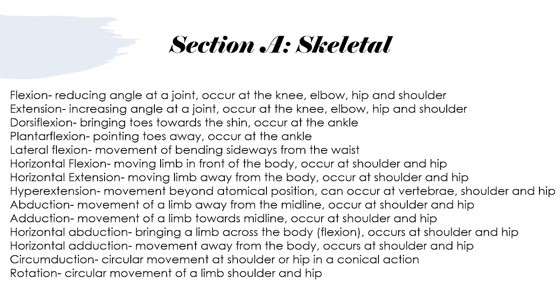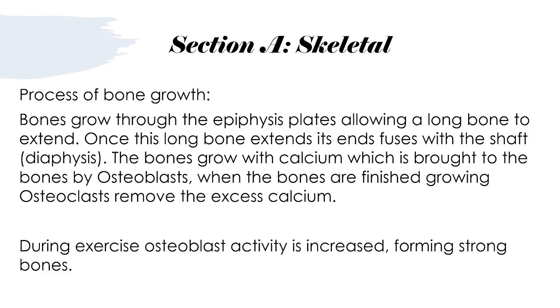Ab, away; add, towards. Horizontal is just bringing a limb across the body and moving the limb away from the body. Circumduction is circular movement in a condyloid joint, a conical action. And rotation is again circular movement, but it's not in that conical action, and that's the difference between them both.